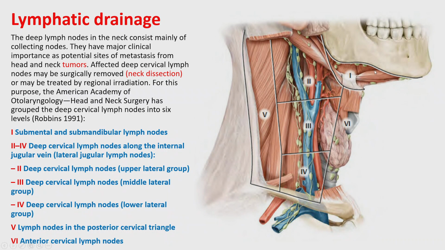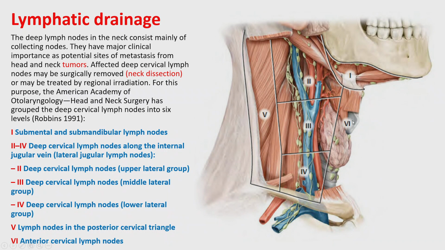So the area of submental and submandibular is number 1. The superior jugular area is 2. The middle jugular area is 3. The inferior jugular area is 4. The posterior triangle of the neck, the region where the accessory nerve is passing, is 5, and the anterior region of the cervical region is number 6.